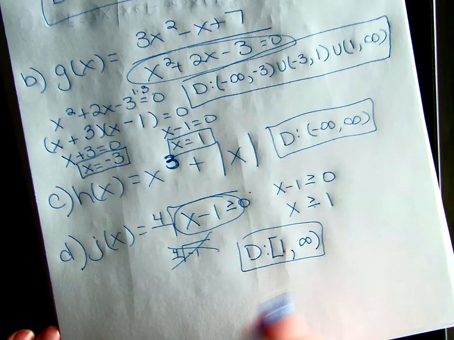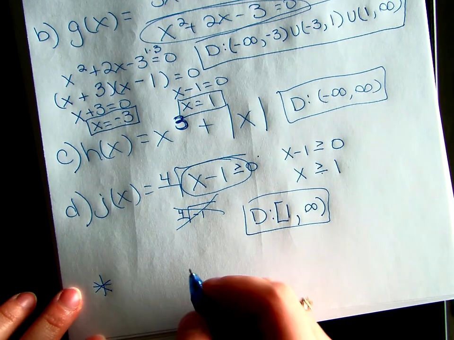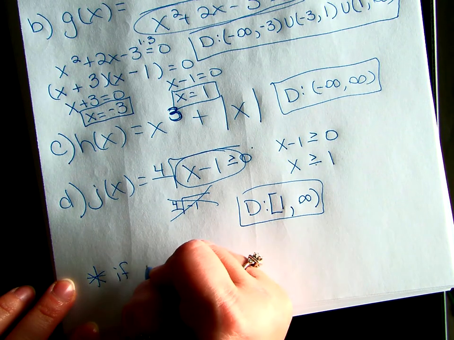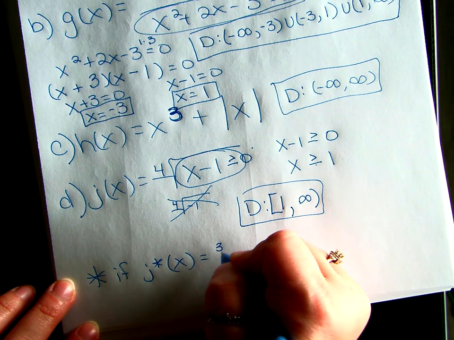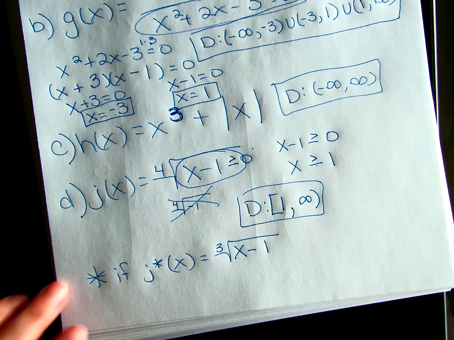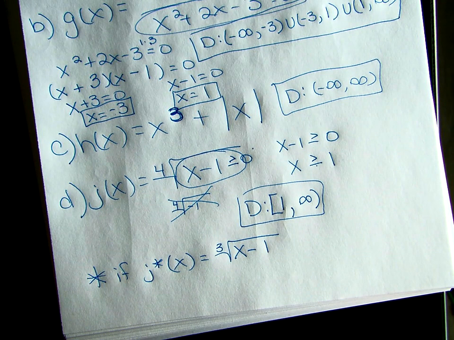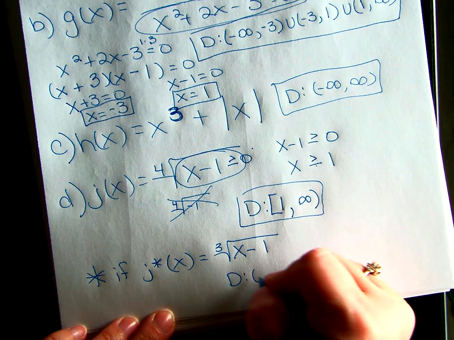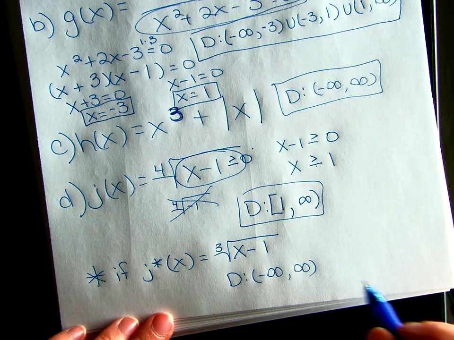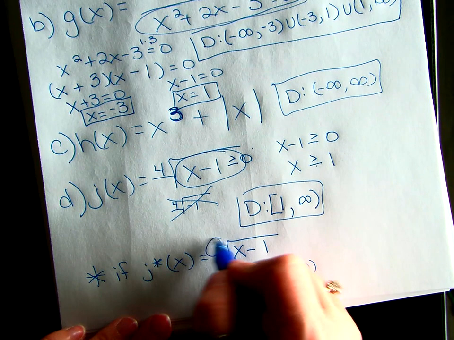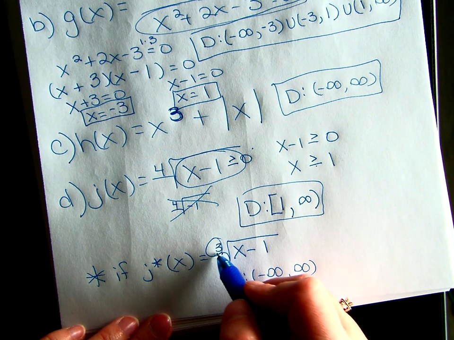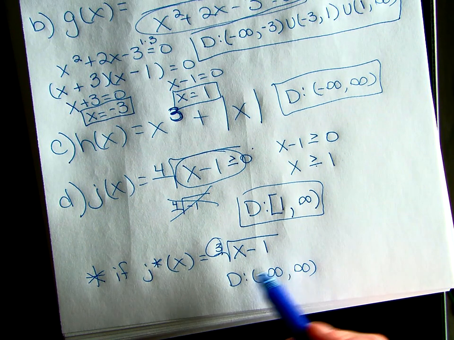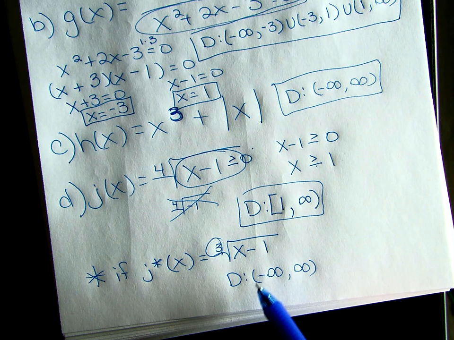I did put a little star note in your notes, if you're looking at it, that if this had been, I'm going to put j star of x, and it was the third root of x minus 1, then the domain would be negative infinity to positive infinity, because the only issue arises if we are taking the even root of this value. If it's an odd root, like a third root or a fifth root, then that's not going to have any play on our domain at all. So it's only if this value out here is even. So you do want to be careful about that.